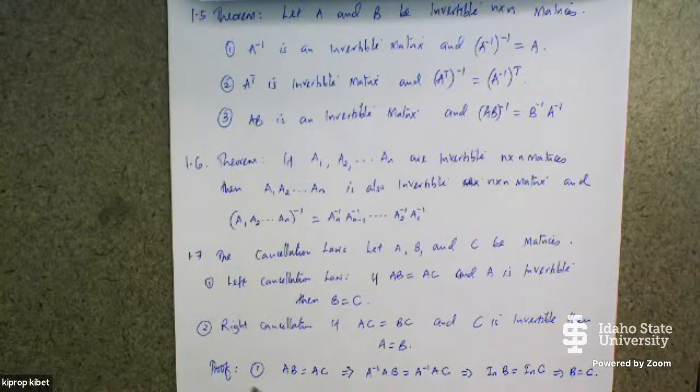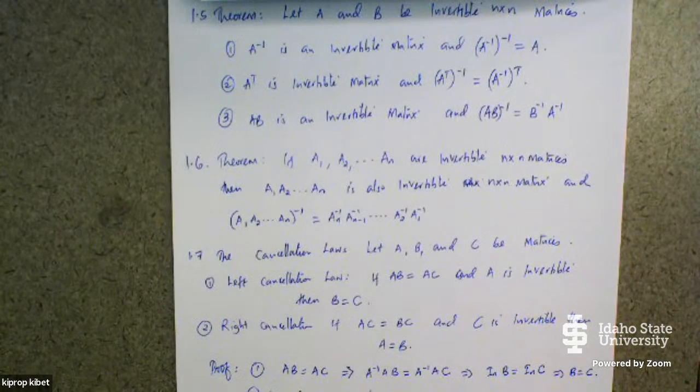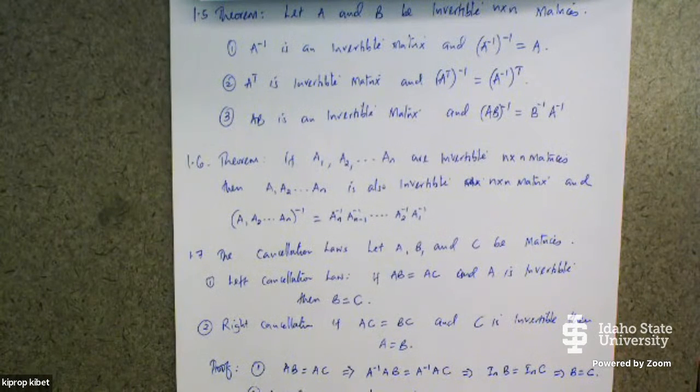Also, number two, right cancellation. If you have AC equals BC, then at the right you multiply by the C inverse. So ACC inverse equals BCC inverse. And this is the same as AI equals BI, and this is the same as A equals B. So those are the left and the right cancellation.